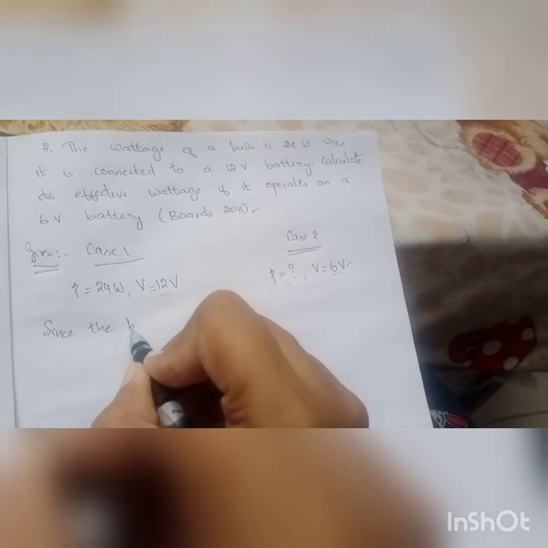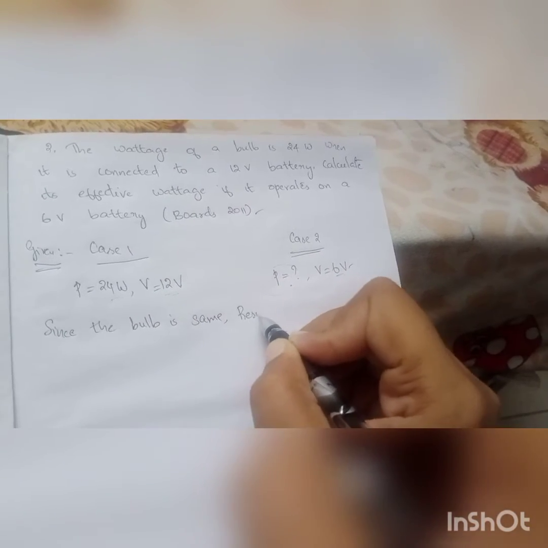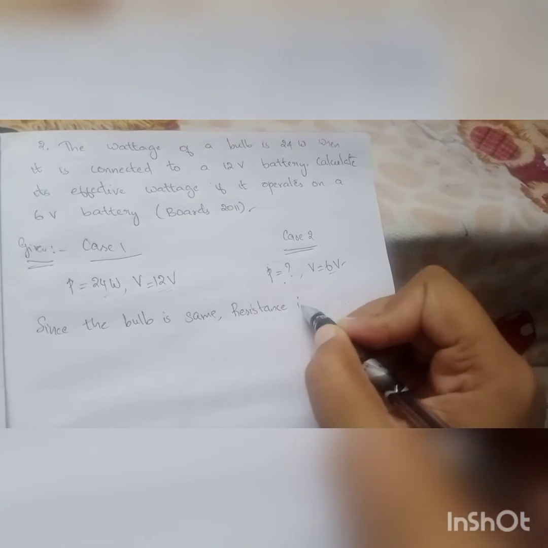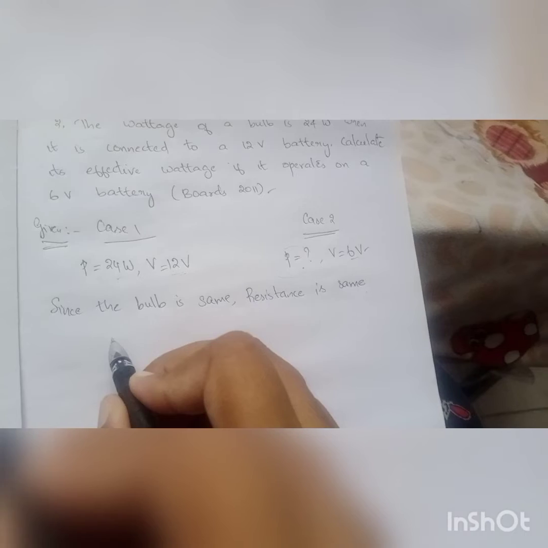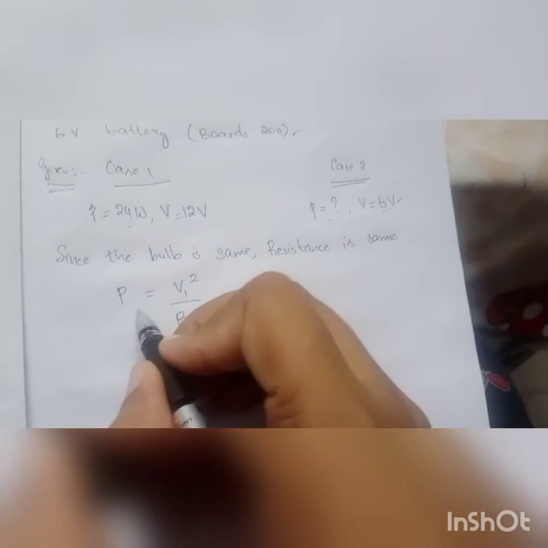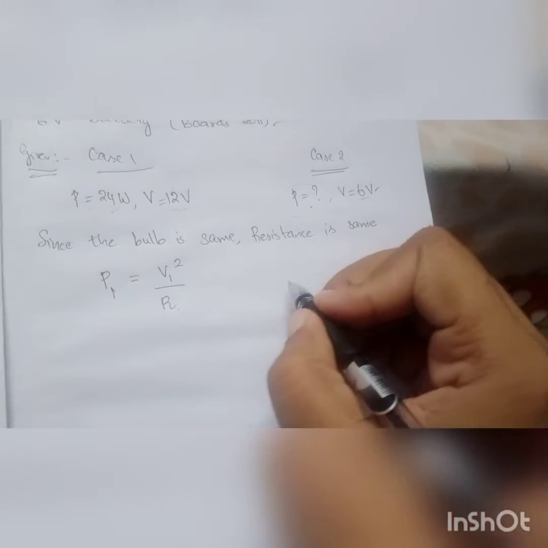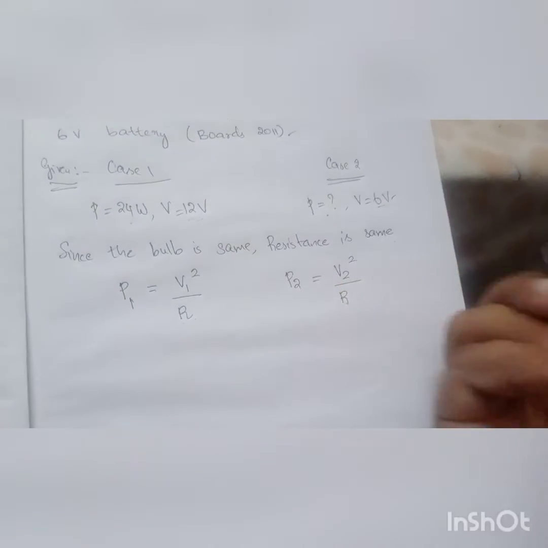So since the bulb is same, we can write that the resistance is same in both the cases. Since the bulb is same, resistance will also be same. So we know the equation for power. We have another equation. We have studied that the equation of power is V square by R. So when we are calculating the power P1, let us write V1 square by R. And when we are writing P2, it will be V2 square by R, because since the resistances are same, we can write it as R.